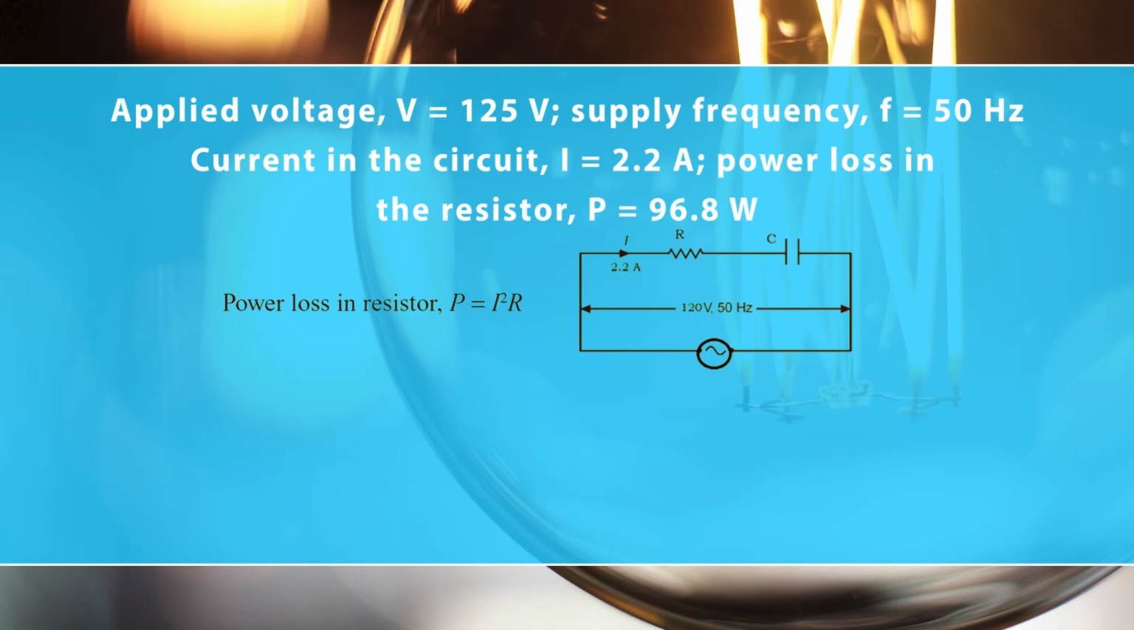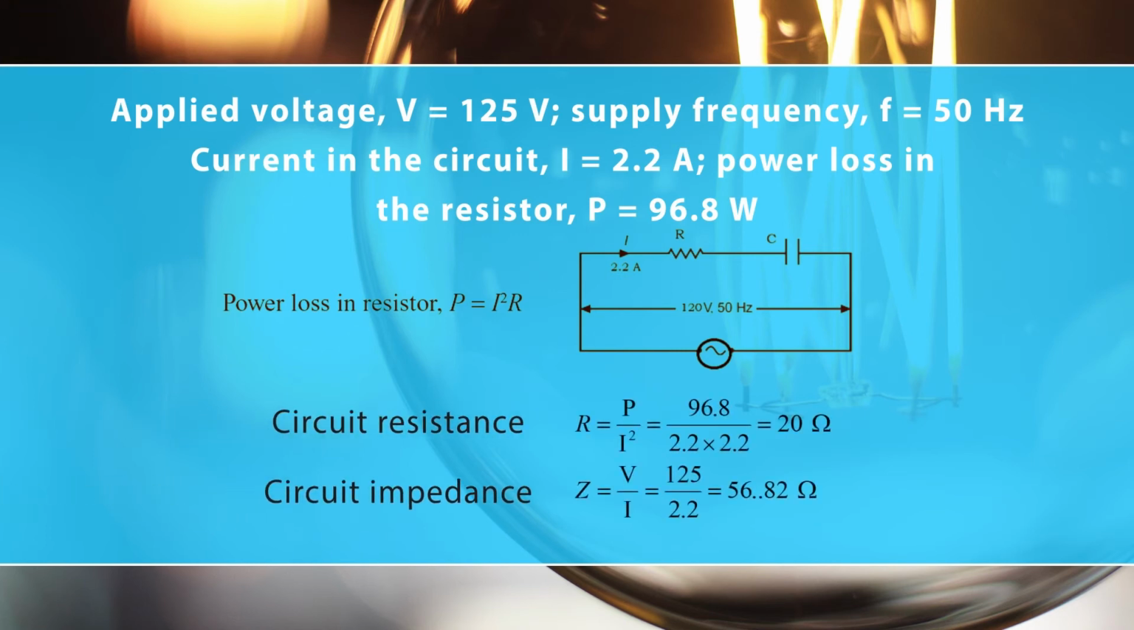So now you have a value of power and you have a value of I, so you can calculate the circuit resistance R, which can be written as R equal to P upon I square, and value of power is given as 96.8 and value of current is given as 2.2. So just put the value in this expression, and after solving you will get the value of circuit resistance R equal to 20 ohm.